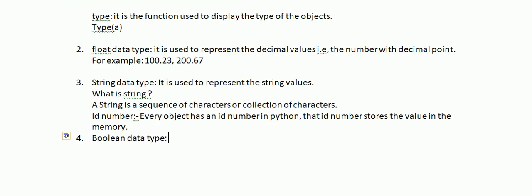Now the next data type is the Boolean data type. It is also known as bool data type. So bool data type is used to represent the Boolean values.